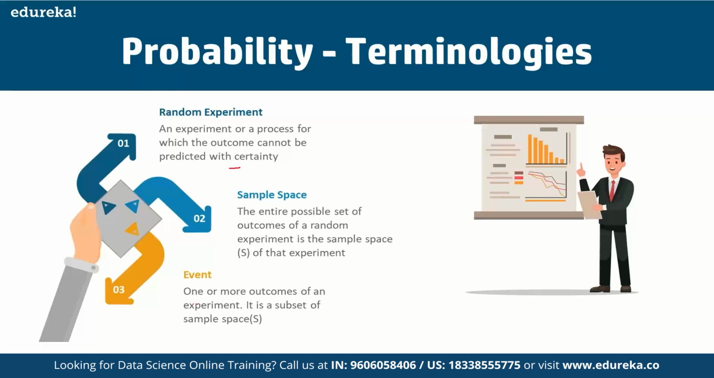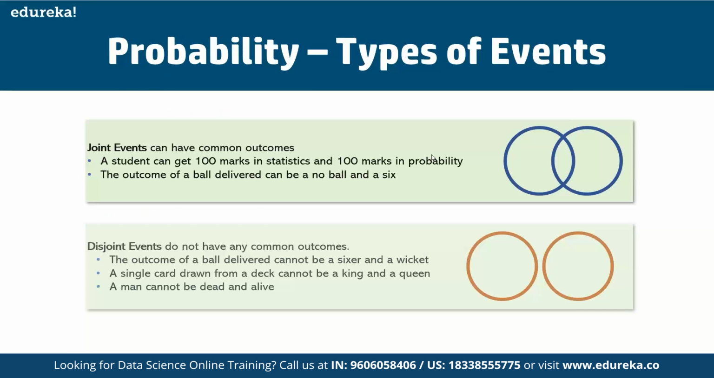An event is nothing but one or more outcomes of the experiment. So if I say, what is the probability of getting a 5? Getting a 5 is basically an event that is going to happen among all the sample spaces I have. I have 6 sample spaces for a dice, and the chance of getting a 5 is 1. So the probability is 1 by 6. So that is an event. So let's move to our next slide.